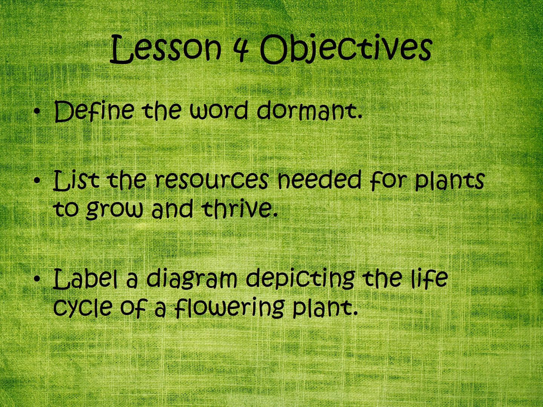First, we want to be able to define the word dormant. Then, we will learn about the resources needed for plants to grow and thrive. Last, you will label a diagram depicting the life cycle of a flowering plant. So make sure you have your notes open to lesson 4.